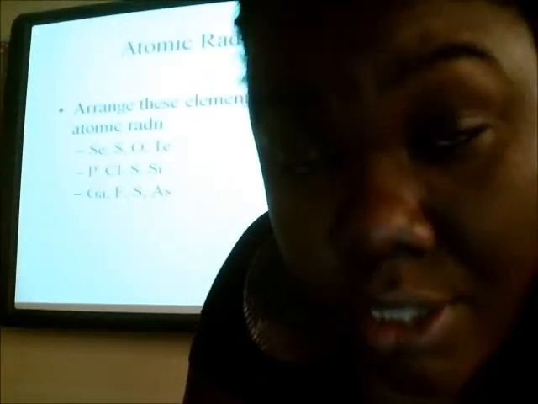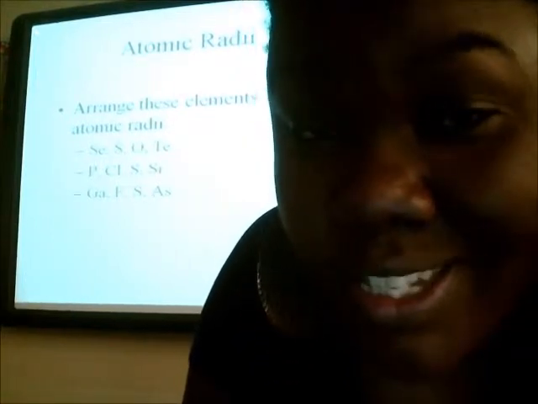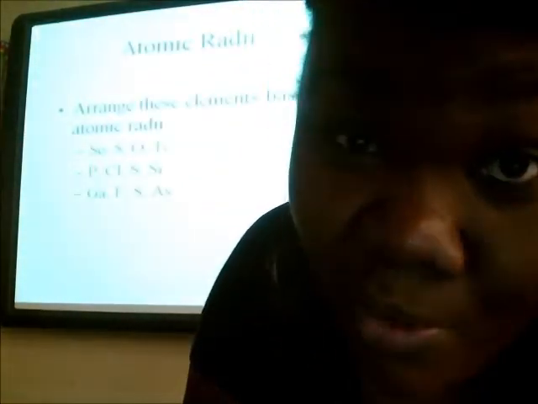Last one was a mixture. These guys are all over the place. So we had to go the opposite way, from smallest to largest. And the smallest, which will always be the smallest, is going to be fluorine. So it should have been fluorine, then sulfur, then arsenic, and then gallium. Again, that's fluorine, sulfur, arsenic, and then gallium. I hope you got it right.